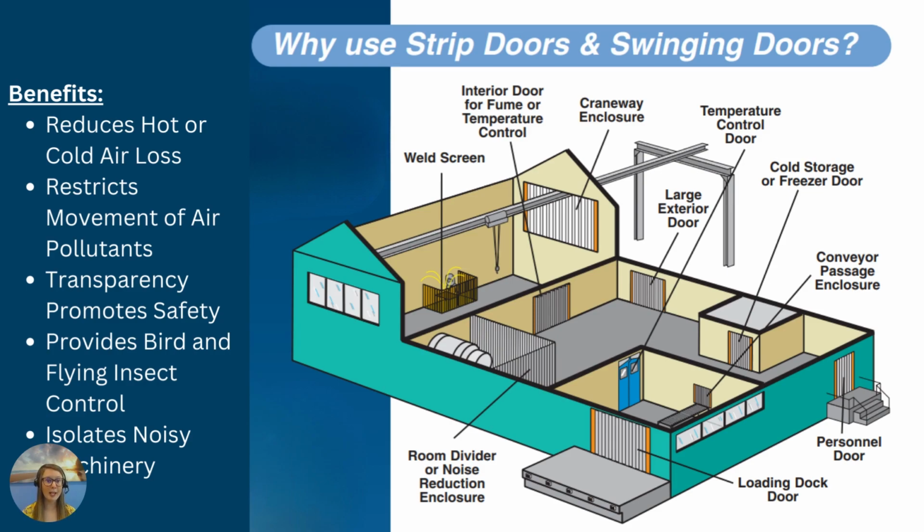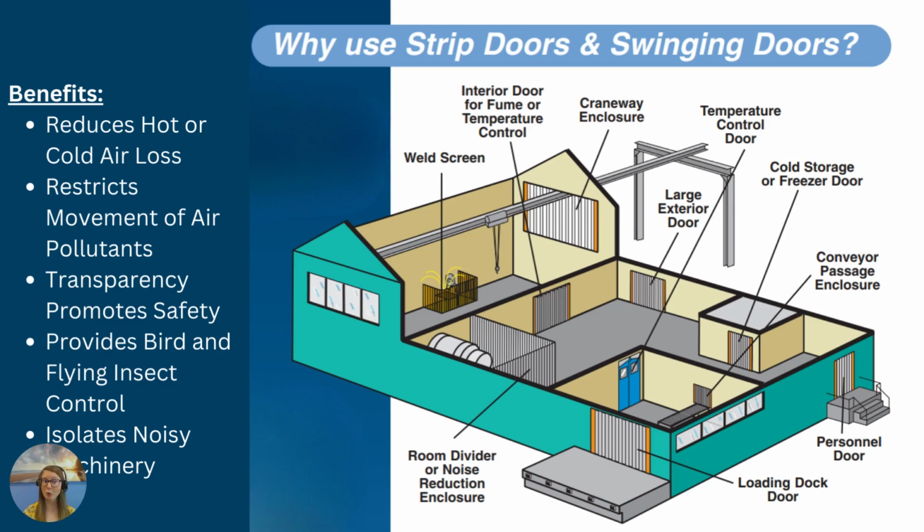We can also see here the interior door for fume and temperature controlled rooms would be a great place to install a strip door or swinging door, along with craneway enclosures, large exterior doors. And then you can see that there's cold storage and freezer door protection as well using a strip door or a swinging door, along with conveyor passages doors, room dividers, and even noise cancellation doors, along with loading dock doors and personnel doors.